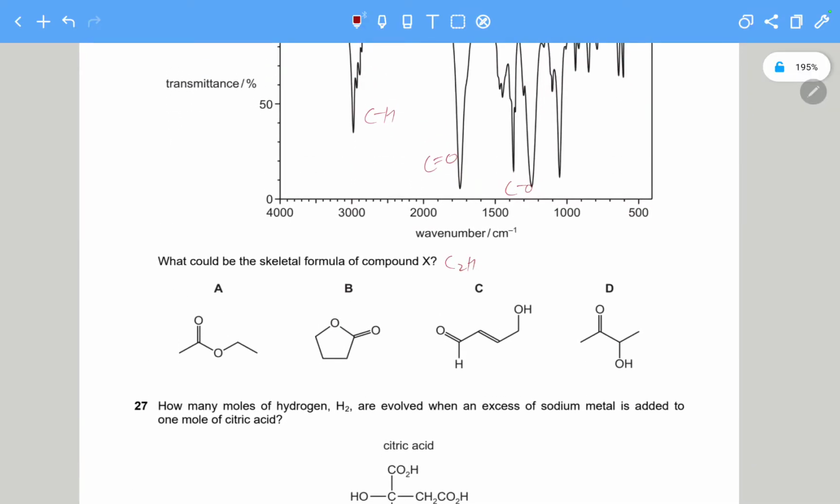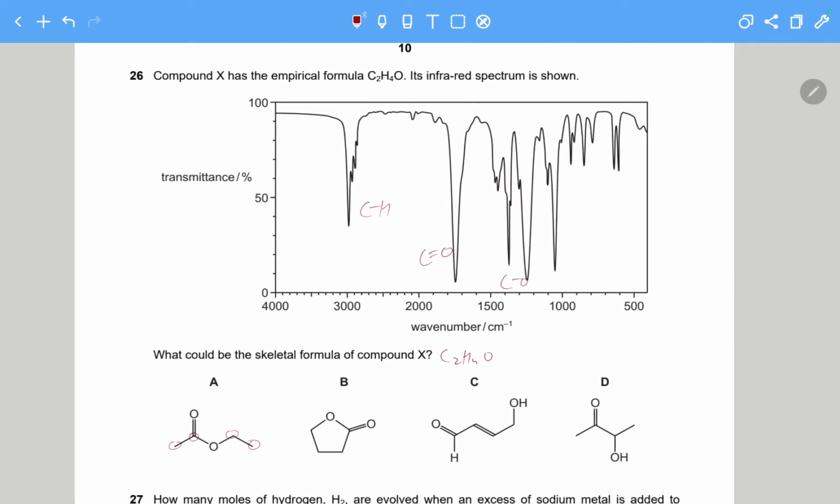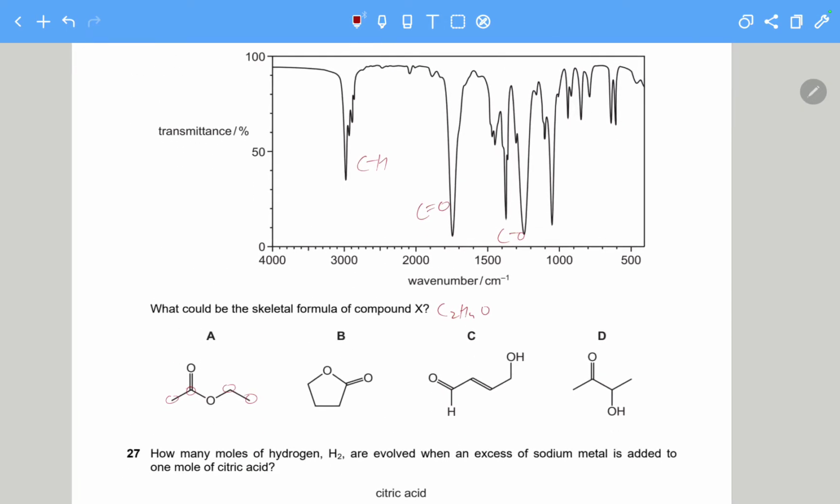Remember, the formula is C2H4O. So the first option, we have 1, 2, 3, 4 carbons, and the empirical formula was C2H4O. None of them have 2 carbons, so we have to look at the molecular formula, which will be a multiple of the empirical formula. So let's go with C4H8O2, for example. Now, the first option has 4 carbons, satisfied. 3 hydrogens here, 2 here, 3 here, 8 hydrogens, satisfied. 2 oxygens, satisfied, and it also has CH bonds, a C=O double bond, and a C-O single bond.